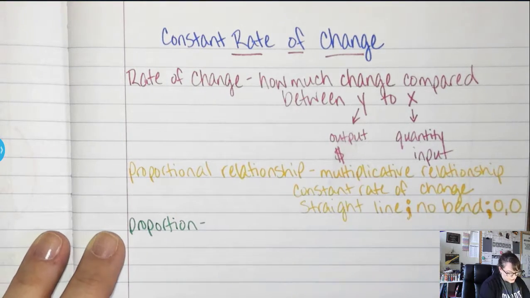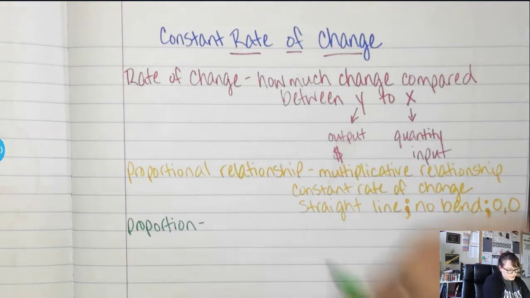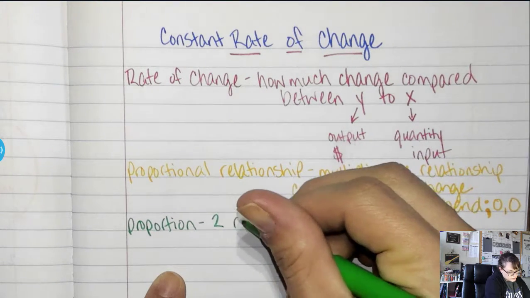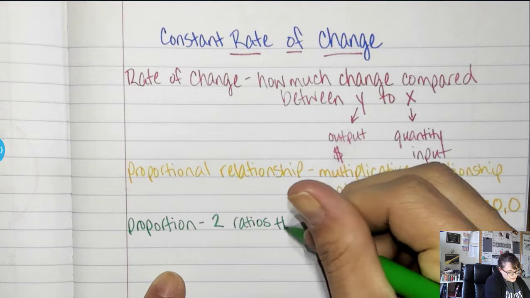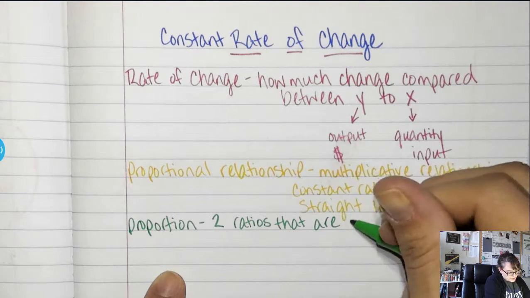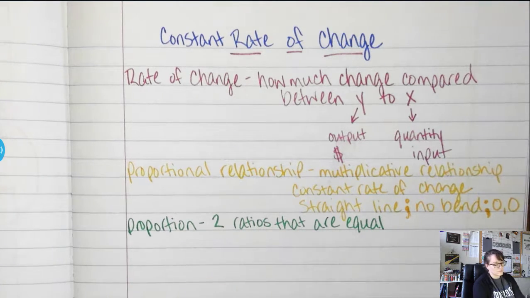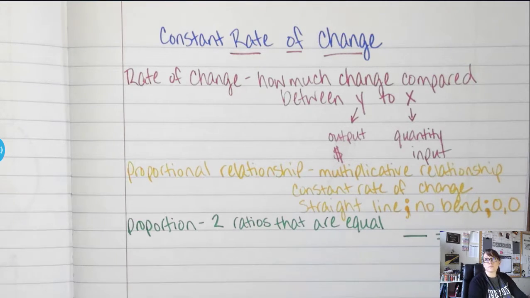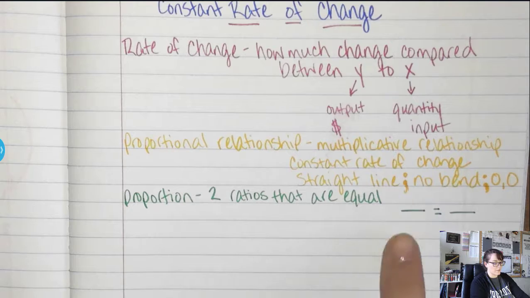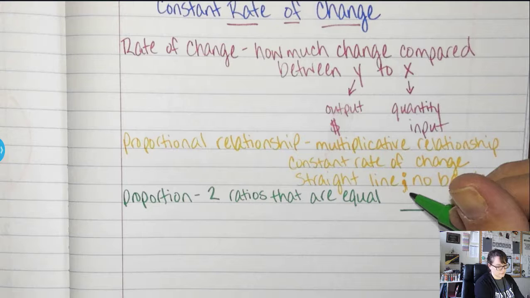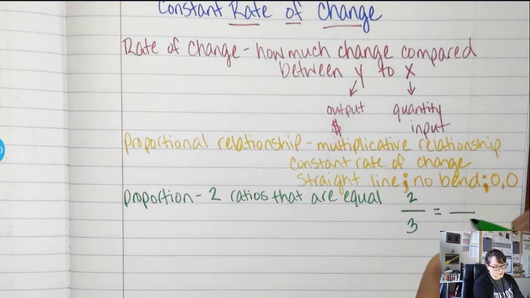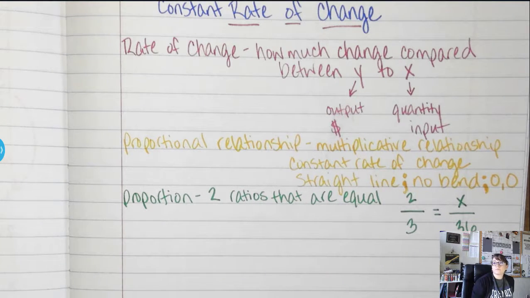A proportion is 2 ratios that are equal. Remember, it looked like this. Proportion was this thing: 1 fraction equals another fraction. So like 2/3 and 36 and x. That kind of situation.